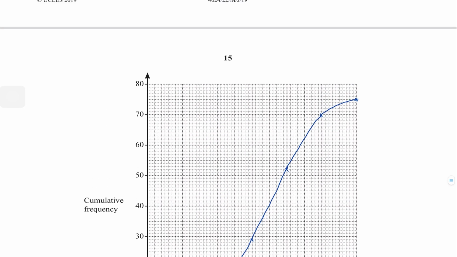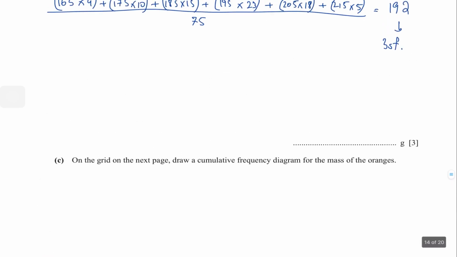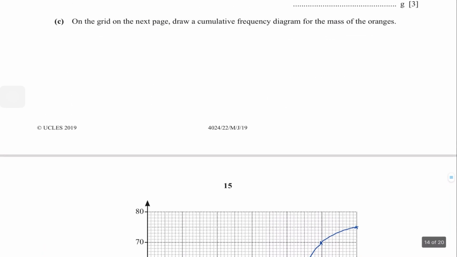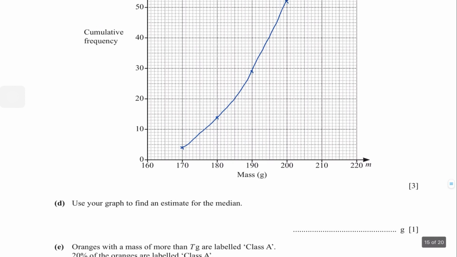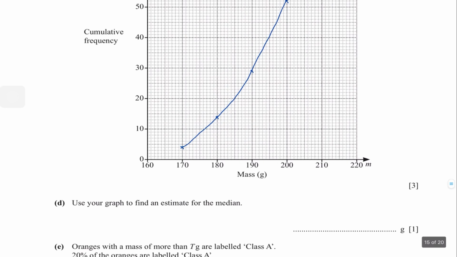There you go. Now let's see if there's a following part. Yeah, C part is done. Okay, now we have to use our graph to find an estimate for the median. So what's median? Median is basically 50% of the total frequency, which is 75. So 50% of 75, let's see what that's going to be equal to. That's going to be equal to 37.5.